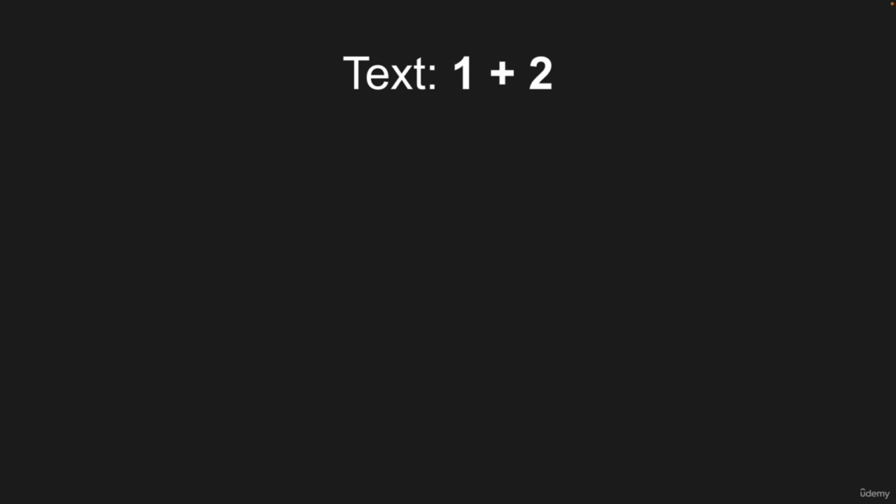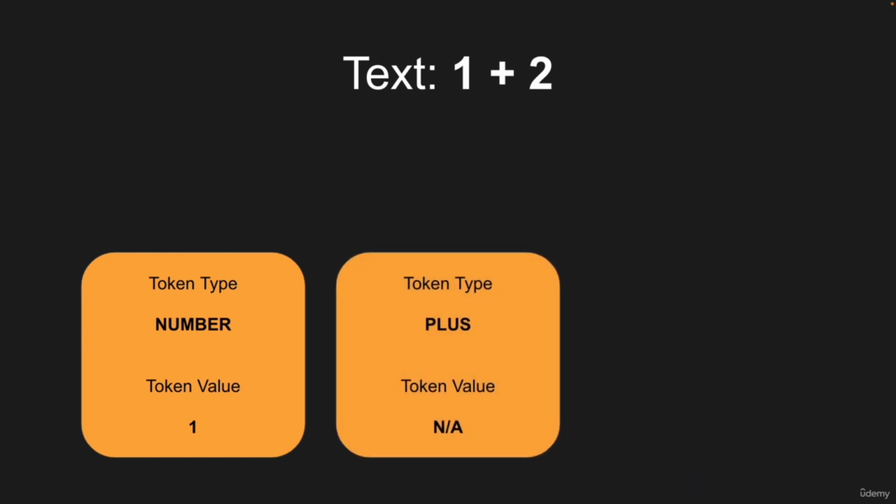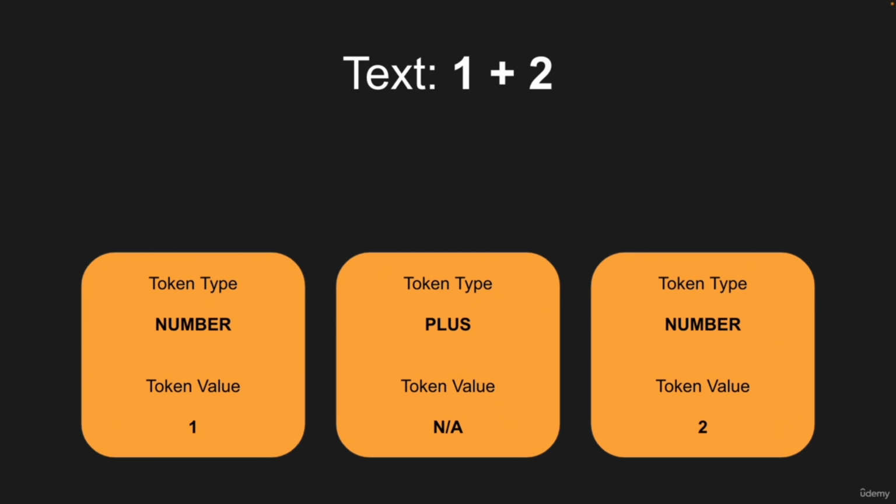Let's say we get the text 1 plus 2. Our first token from the lexical analyzer is token type number and then token value of 1. Next one, plus, and then token type number 2. These tokens are ordered from left to right, and they have a type and a value. The type could be a number or a plus. The type indicates what the data of the token is going to be, and the value indicates that data.